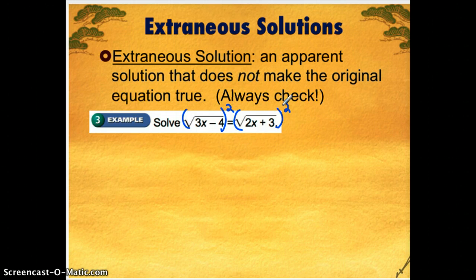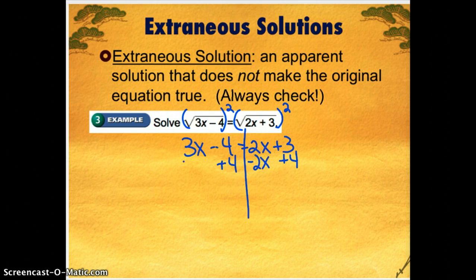Okay, when I square the square root of 3x minus 4, I just get 3x minus 4. When I square the square root of 2x plus 3, I just get 2x plus 3. Okay, I'm going to go ahead and solve this equation. So, add 4 to both sides, and I would also probably subtract 2x from both sides. Okay, here we get x equals 7, and then I'm going to go ahead and try that. So I think x equals 7.